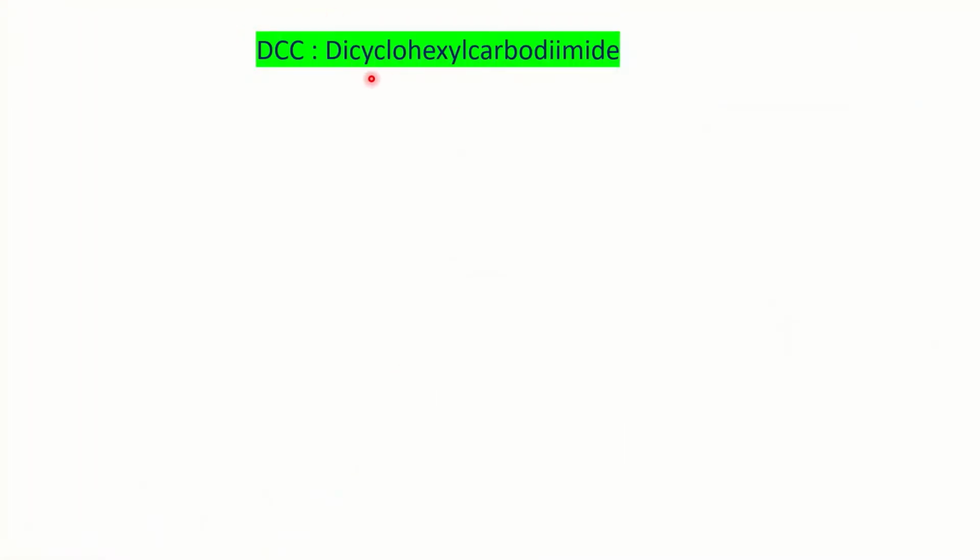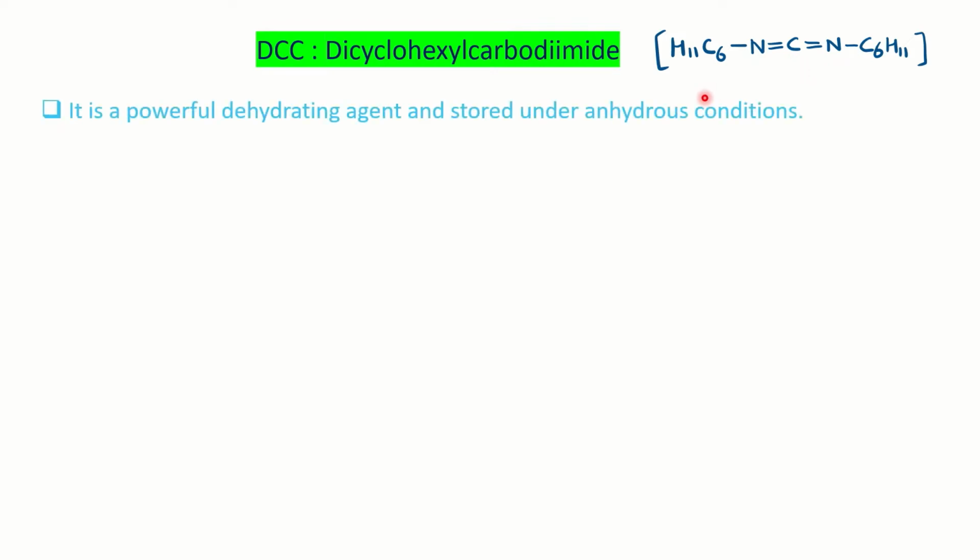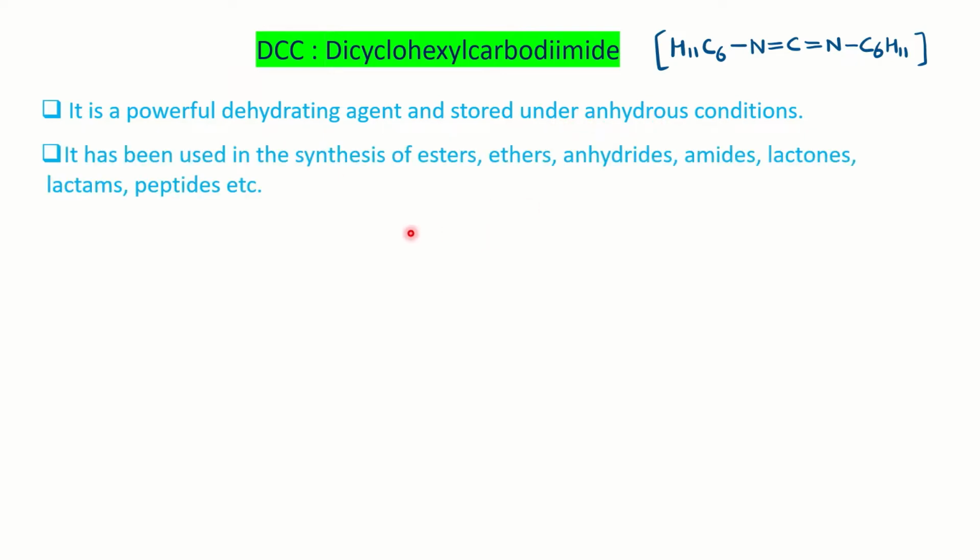DCC, dicyclohexylcarbodiimide, and its structure is represented like this, where you have one carbon with two nitrogens and two cyclohexyl groups. It is a powerful dehydrating agent, and so it is used wherever you require to lose a water molecule. You can use DCC reagent and take advantage of it. It is stored in anhydrous condition, and so you can prepare esters, ethers, anhydrides, amides, lactones, peptides and lactams, etc. with the help of DCC reagent.